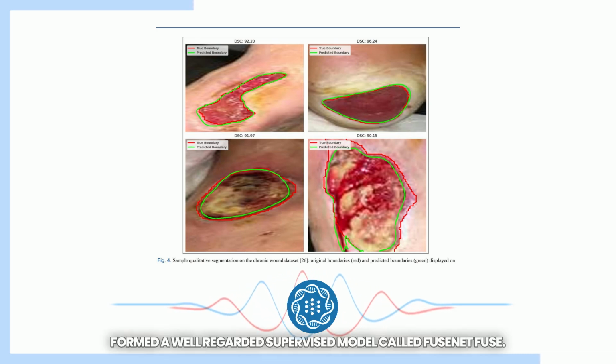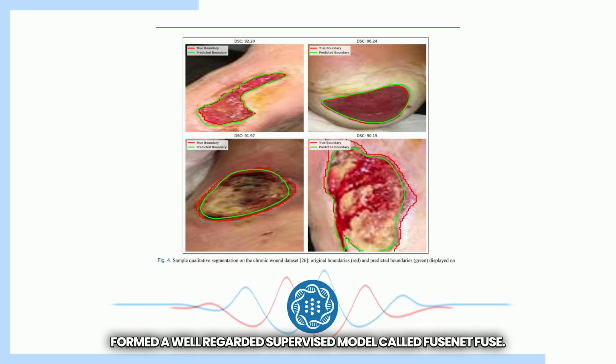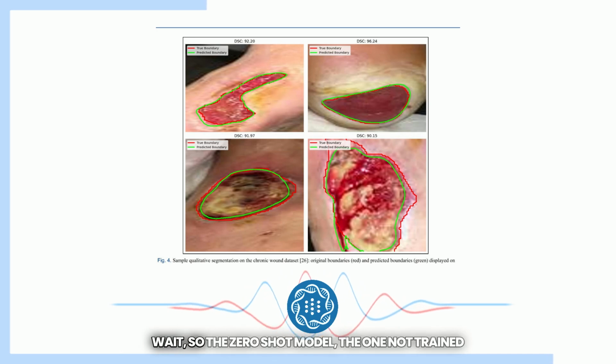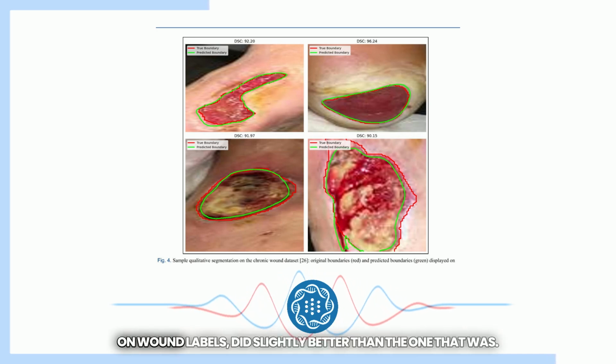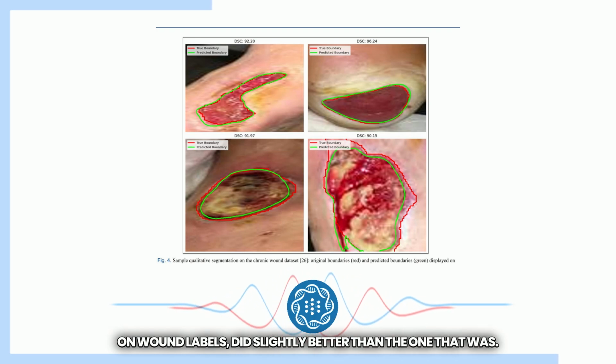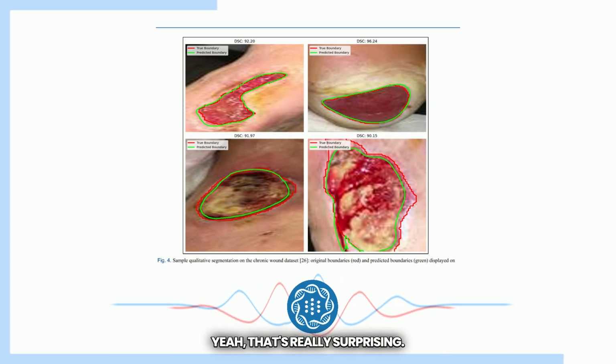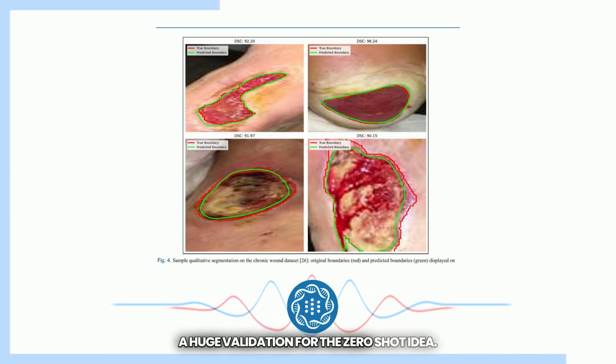It actually outperformed a well-regarded supervised model called FUSegNet. FUSegNet got an IOU of 86.4% and precision of 94.4%. Wait, so the zero-shot model, the one not trained on wound labels, did slightly better than the one that was? That's what they found on this data set. It's quite surprising, isn't it? That's really surprising. A huge validation for the zero-shot idea.